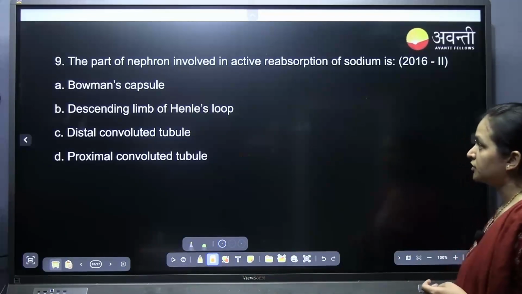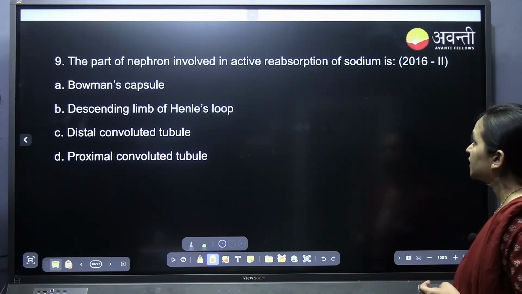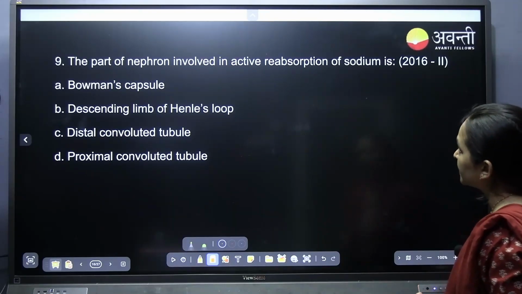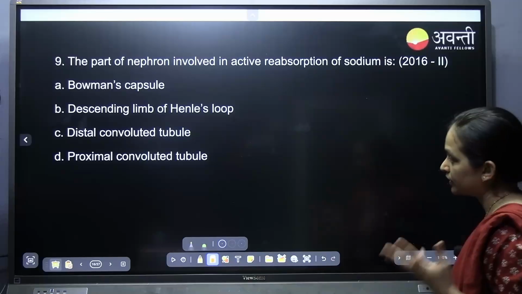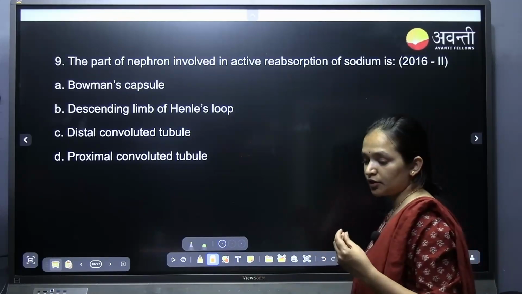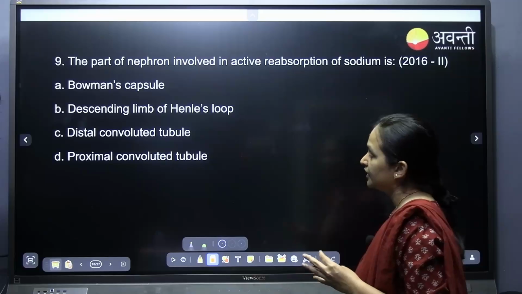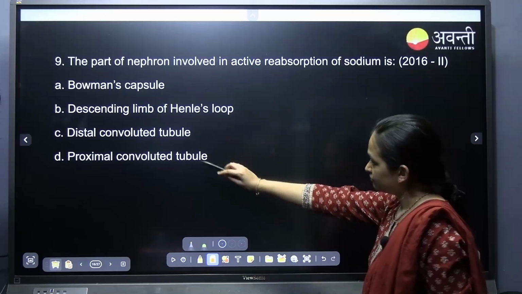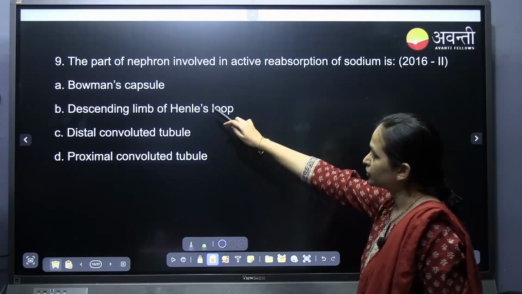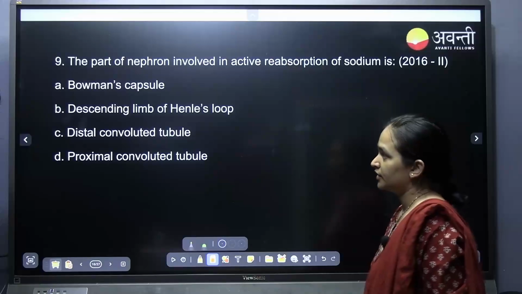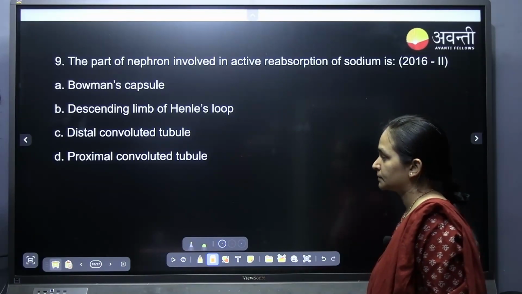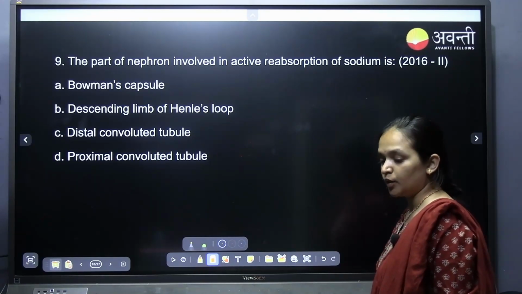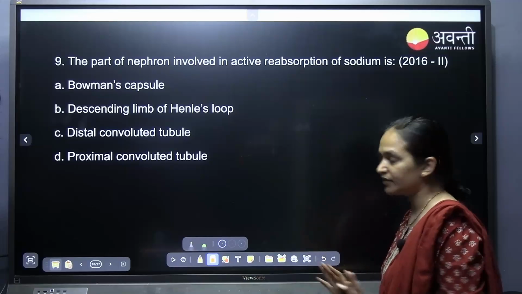The part of nephron involved in active reabsorption of sodium ion is which one? Sodium ions are reabsorbed actively in the proximal convoluted tubule, also the distal, and also the ascending loop of Henle. Now tell me which one.